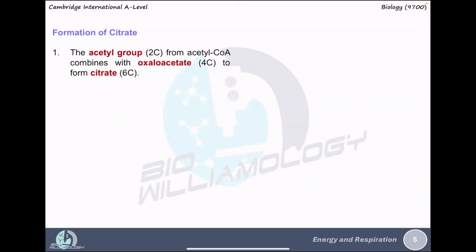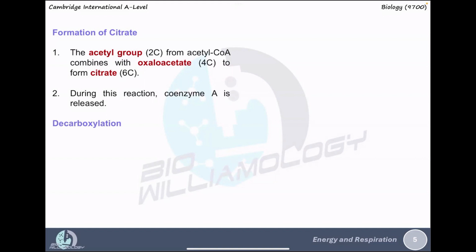So a quick summary in this case: we start with the formation of citrate, where the acetyl group from acetyl coenzyme A combines with the oxaloacetate to form citrate. During this reaction, coenzyme A is released. Therefore, coenzyme A is not directly involved in the formation of citrate.